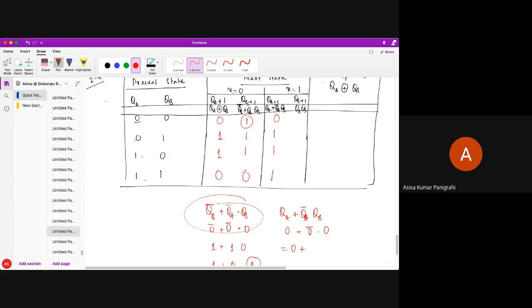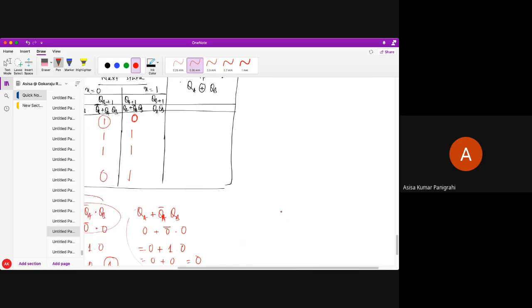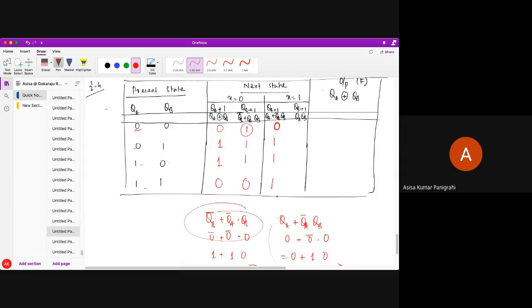If you do this, 0 and 0 bar is 1, 1 and 0 is 0, so 0 1, and this is 0 or 0, which is 0. So I have got 0 here. Are you understanding? Like this way you have to do, students. This is not easy, so you need to understand each and every bit and you have to do it.